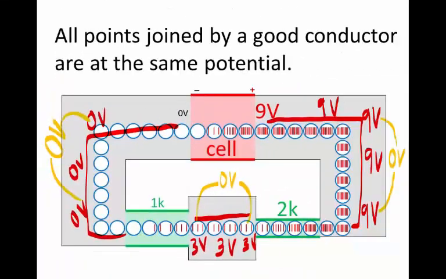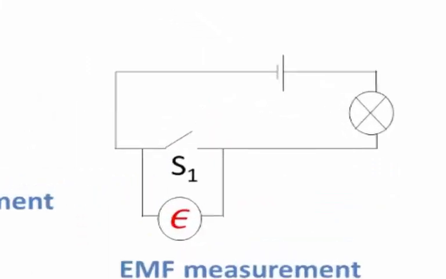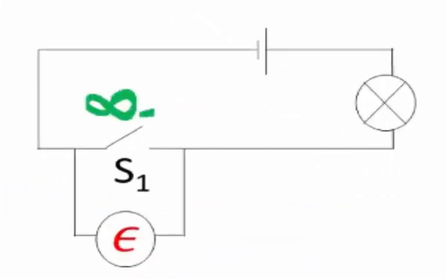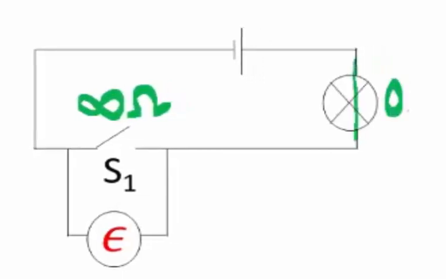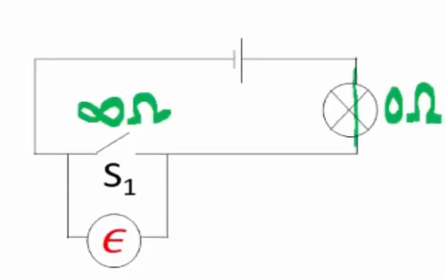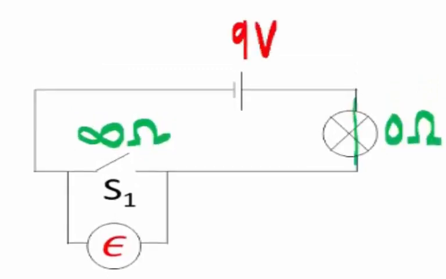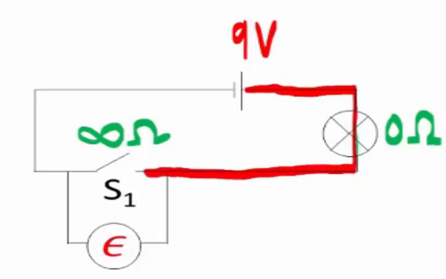So now let's use this reasoning to help us to understand the potential difference in a broken circuit. So let's look at this circuit again. Remember that an open switch has infinite resistance. In comparison to that, any resistor is as if it's a good conductor with 0 ohm resistance. All points joined by a good conductor are at the same potential. Let's say that this is a 9 volt battery. All these points here are joined by a good conductor. Remember, the bulb in this situation is as if it's a good conductor in comparison to the open switch.